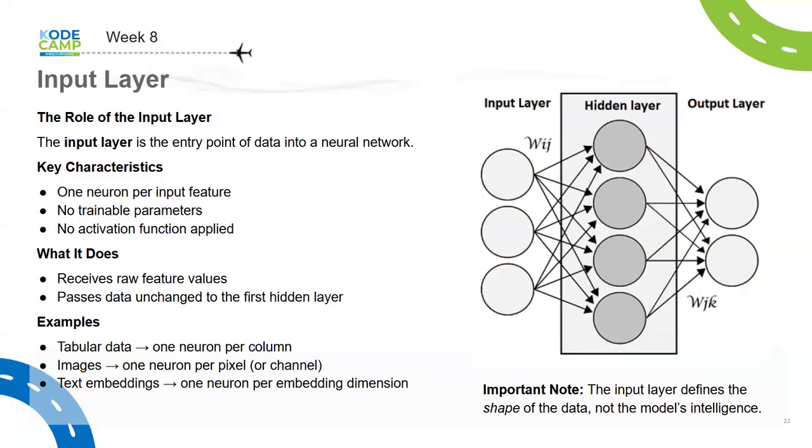Okay. So examples of how you map data into a neural network's input layer: if you have tabular data, then you know that each row represents a single data point in your data set, a single sample. In that single sample, each column represents a feature. So each column will get a neuron assigned to it.